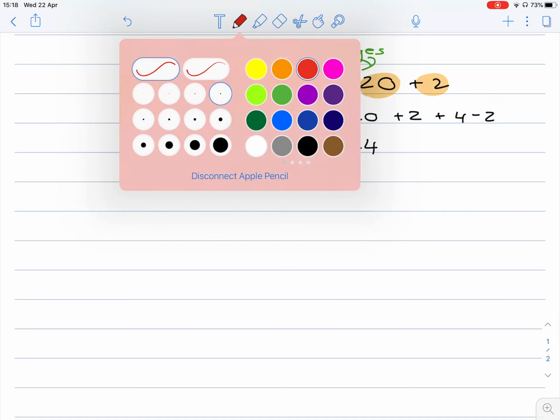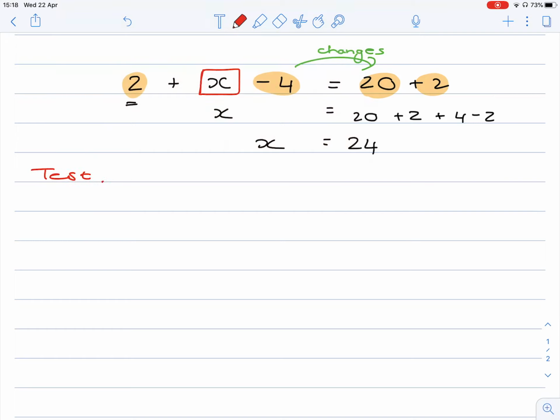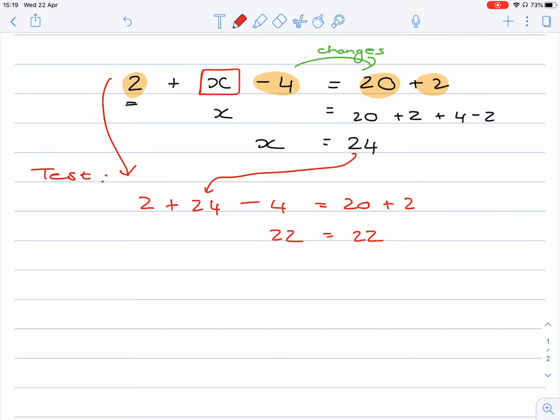What's brilliant about this is you can do a little test, and we test as follows. 2 plus 24. What I'm doing is recopying this line and substituting my answer to test if it equals on both hands. Minus 4 equals 20 plus 2. If I solve my left and I solve my right, I should get to the same answer. So 2 plus 24 is 26, 26 minus 4 is 22, and 20 plus 2 is 22. Once your left-hand side is equal to your right-hand side, then you know that your answer is correct.